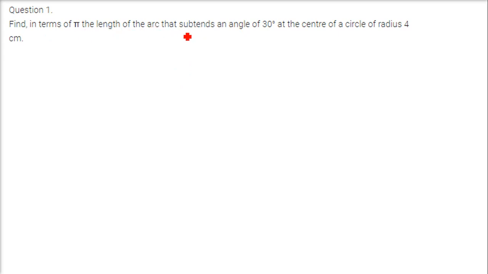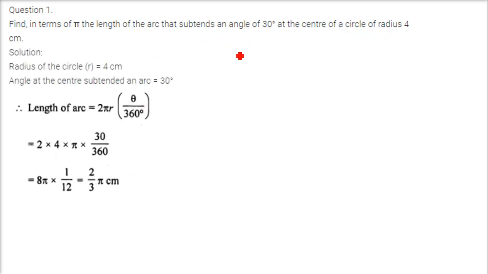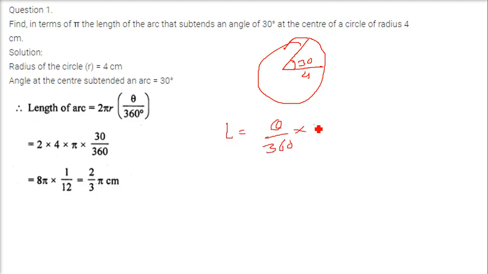Find in terms of pi the length of the arc that subtends an angle of 30 degrees at the center of a circle of radius 4 centimeters. So here we have a circle and say we have an arc, this arc, and this is a 30 degree angle. Radius is 4. So the simple formula we have to use: length of the arc is theta by 360 into 2 pi r.